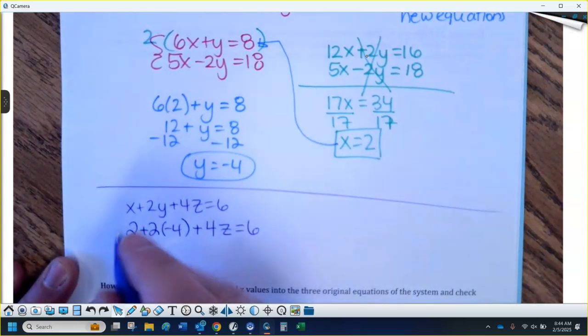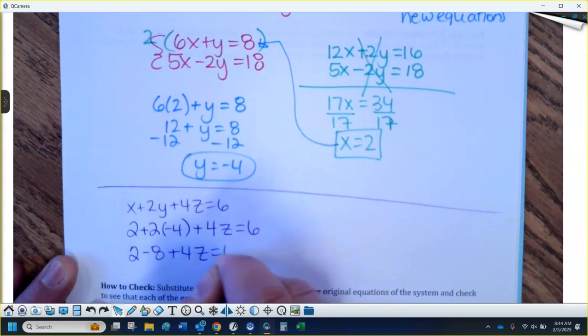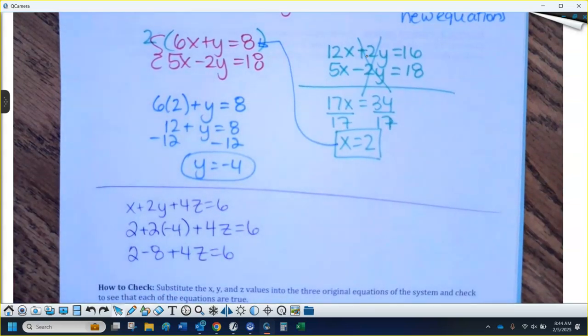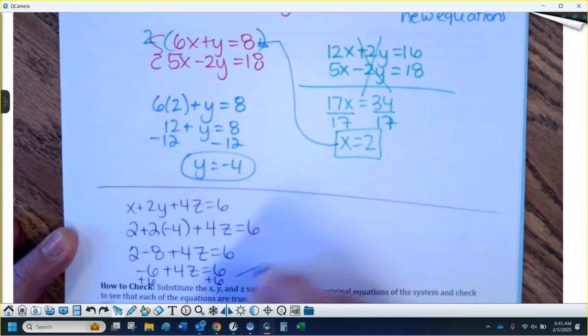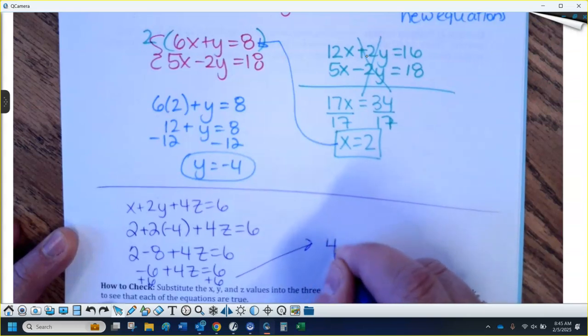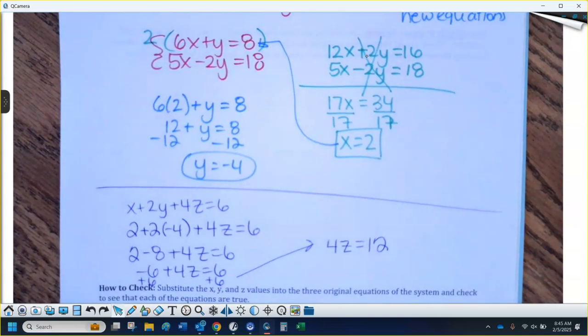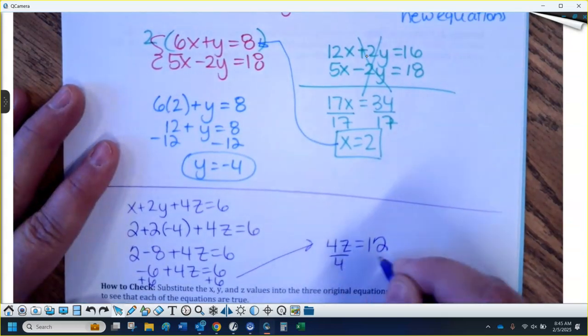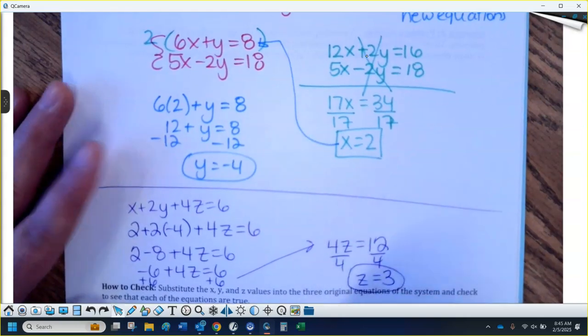So this would just be 2 minus 8 plus 4z is equal to 6. I'm writing too big. Just combine like terms. 2 minus 8 would just be negative 6. And I'm actually going to add that 6 to the other side, and I'm going to write over here a little bit. So I get 4z is equal to 12, because 6 and 6 would be 12. And then you just divide by 4. So z is going to end up being 3.